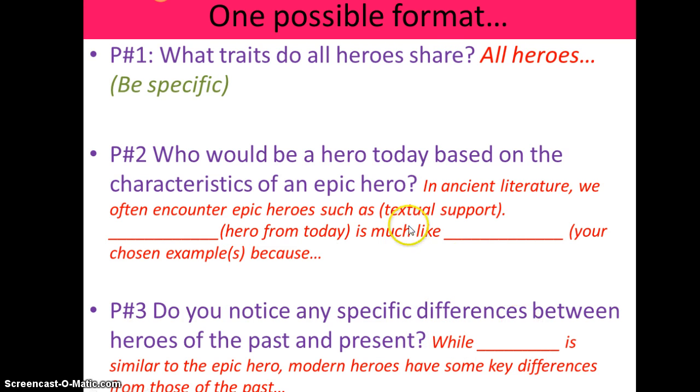While the above hero from today that I chose is similar to the epic hero, modern heroes have some key differences from those of the past. Or, if you don't think that there are any differences, you might say something like, not only is this hero similar to the epic hero, but also, and then give the modern heroes. Notice how much I'm linking ideas together. I flow smoothly, and in your responses, you should have specific textual evidence, specific details to get full credit.